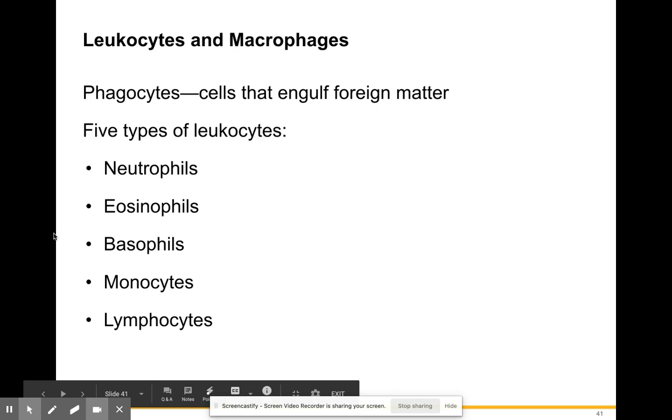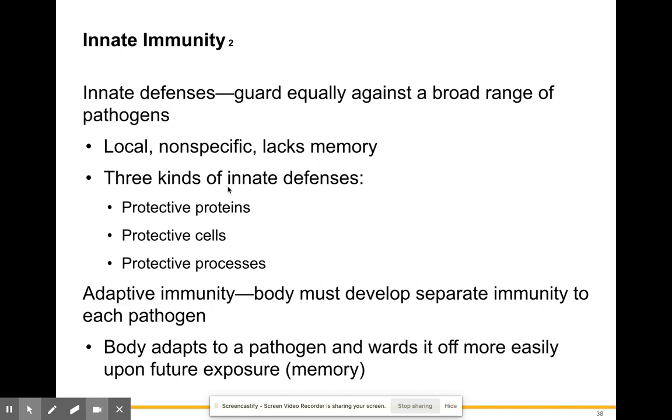So that was the first part. If we go back to our list here, that was our protective proteins: the mucous membranes that have the enzymes in them, and our skin that has the enzymes in our sweat. Those are protective proteins. The next thing we're going to talk about is protective cells.